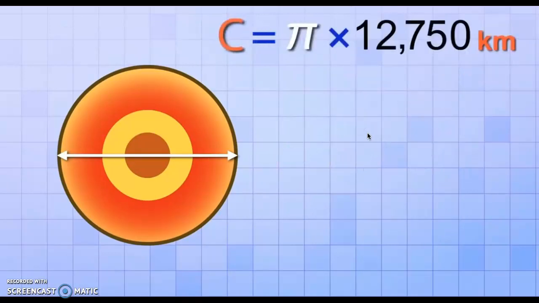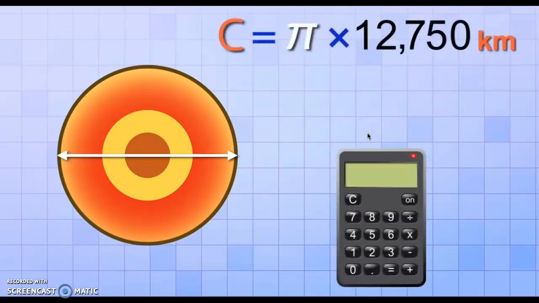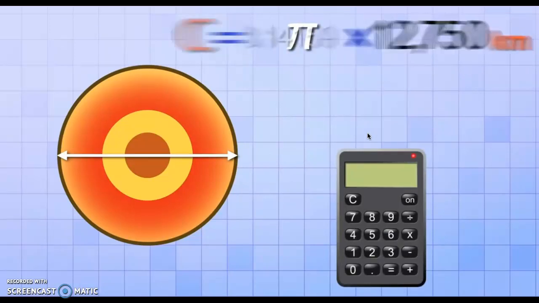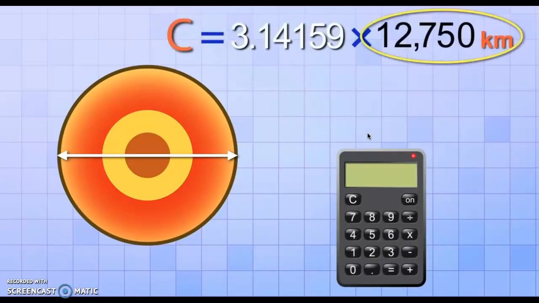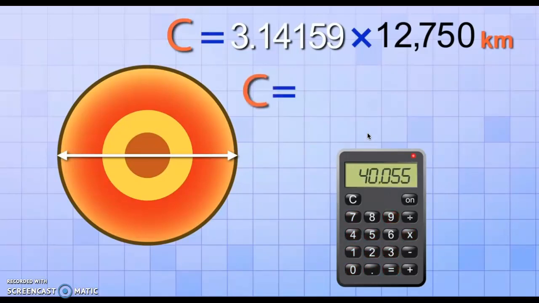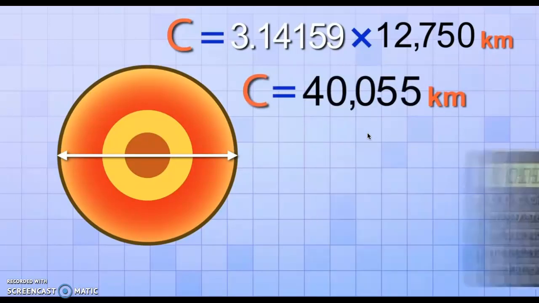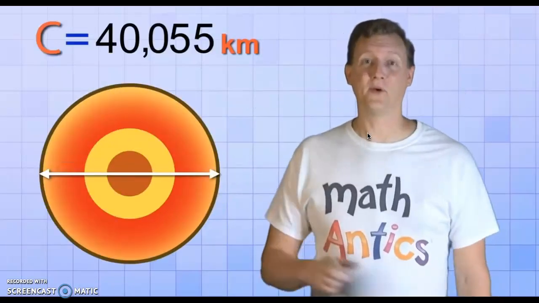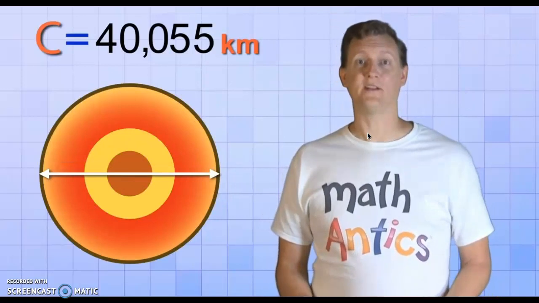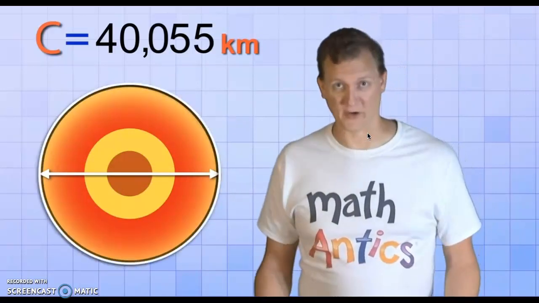Great. Then to find the circumference, we just need to multiply that diameter times pi. Now I'm definitely going to use a calculator for this. And I'm going to use a more accurate version of pi, since this is such a big distance. So 12,750 times 3.14159 equals 40,055 kilometers to the nearest kilometer. Wow, that's a pretty big circumference. No wonder it takes so long to go all the way around the Earth.